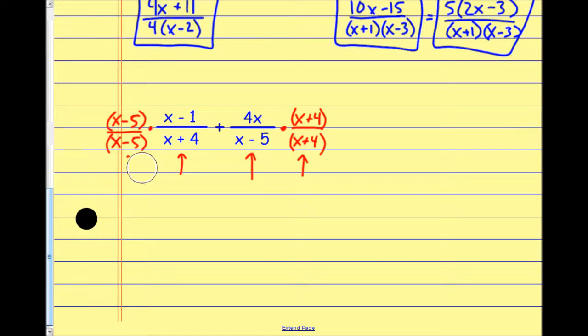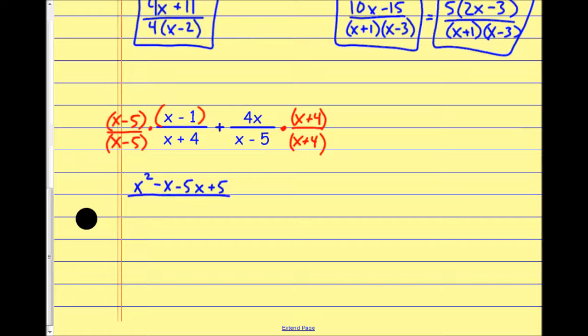Okay. This first numerator, in order to multiply this, I'm going to have to use my distributive property. Remember, I distribute the x, and then I distribute the 5. Okay? So I'm using my distributive property here. That's going to give me an x squared minus x minus 5x plus 5. The denominator I'm not going to multiply out. I'm going to leave it in factored form.